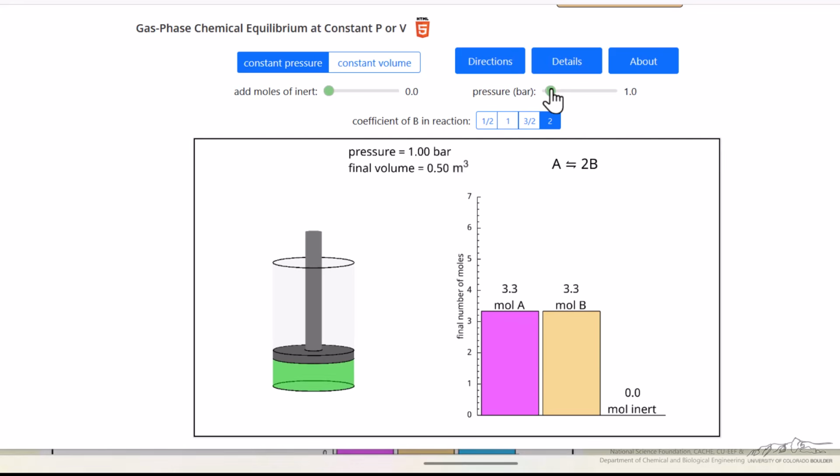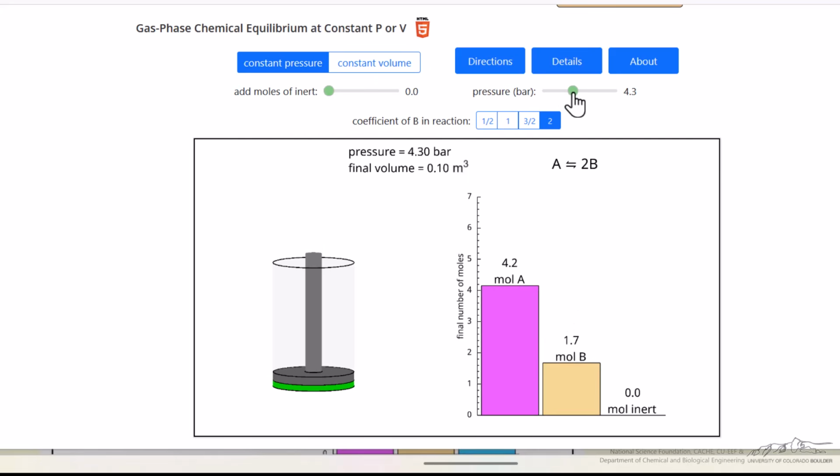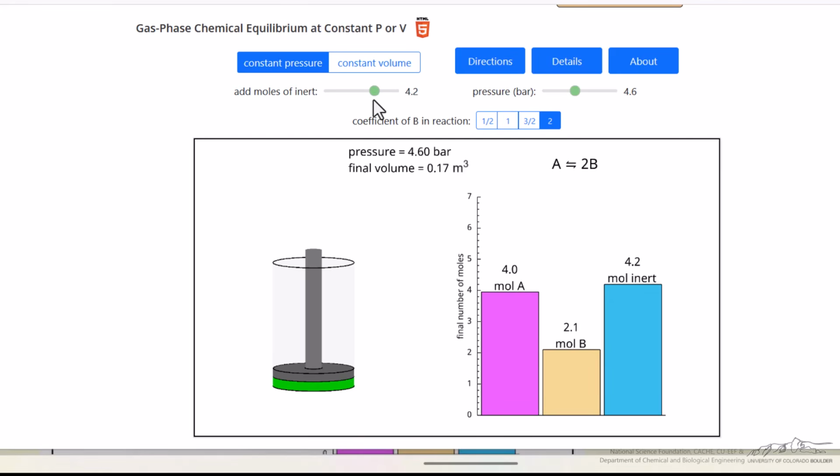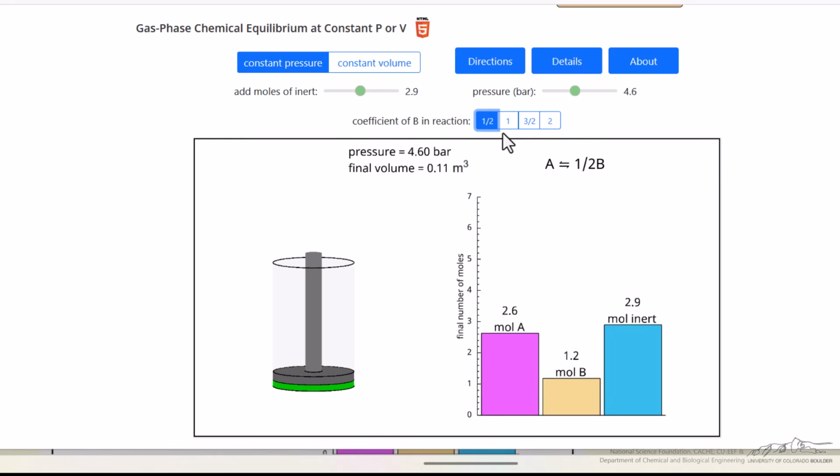As I increase the pressure, I push the reaction towards reactants because it decreases the number of moles. If I add inert, then it starts shifting towards products as we're decreasing the partial pressures. And then I can look instead at a reaction where 1 mole of A forms a half a mole of B. In that case, if I increase the pressure, I shift it towards the product B.